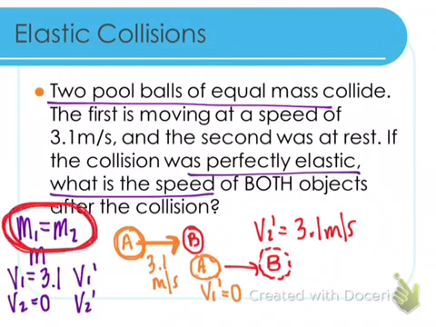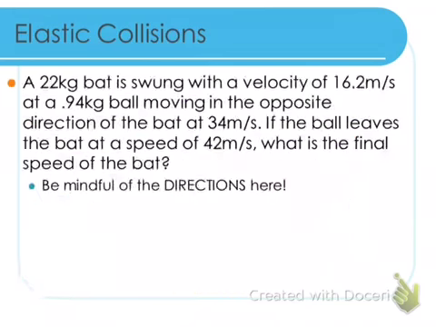This relationship doesn't work perfectly every time unless our masses are equal to each other, because then essentially our masses cancel out. If our masses are not equal to each other, we don't have this perfect kind of switch of velocities here. So this works in situations where we have equal masses and it's a perfectly elastic collision.